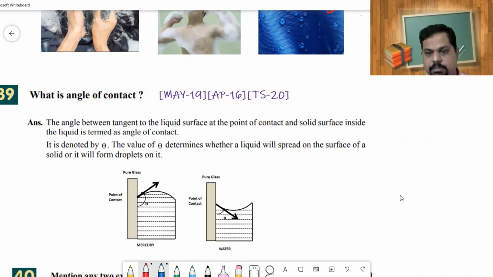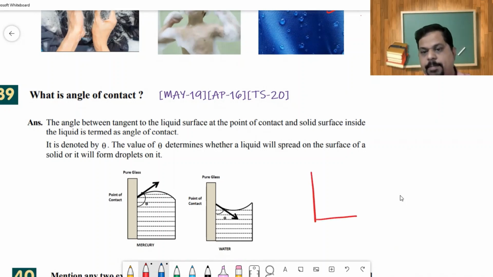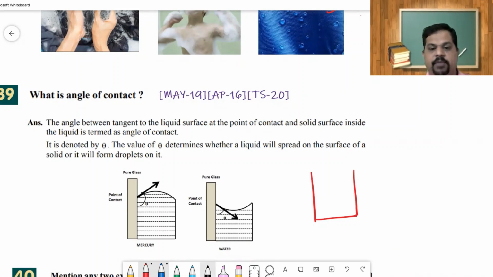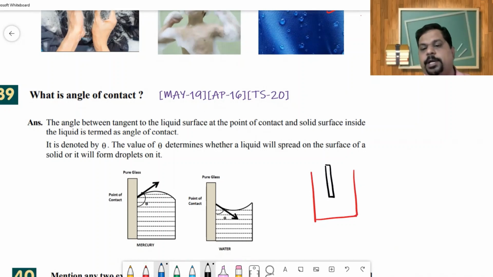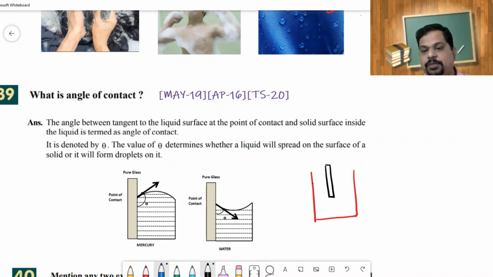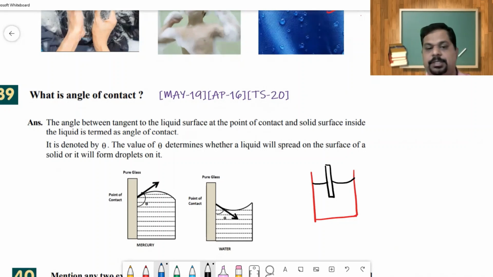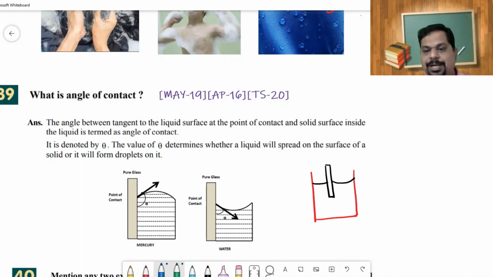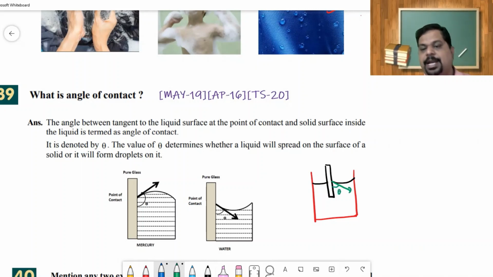See, if you look at water, and whenever you keep one glass tube inside water, in water adhesive forces are more. So this is called concave meniscus. So water rises. So at this point, let us draw one tangent at this curve. And this theta is nothing but angle of contact.